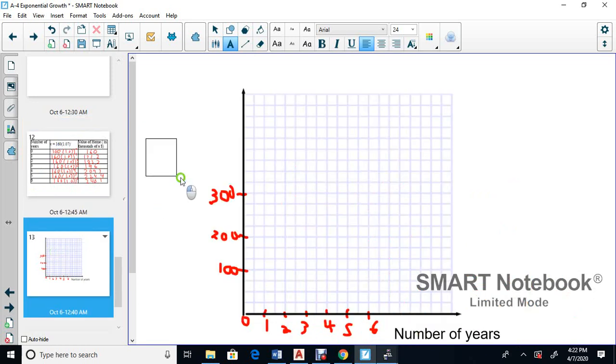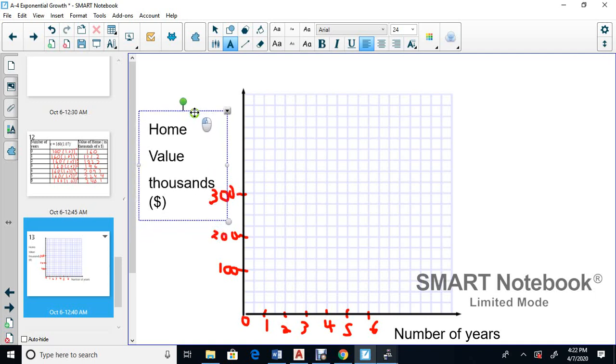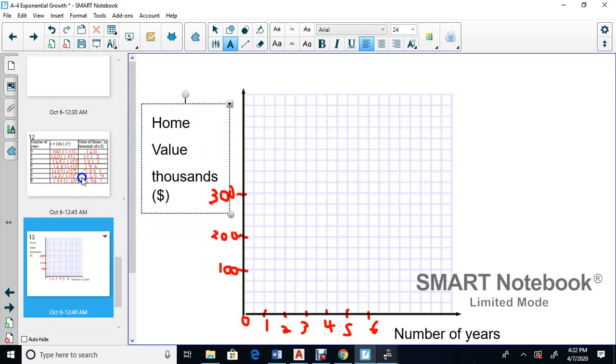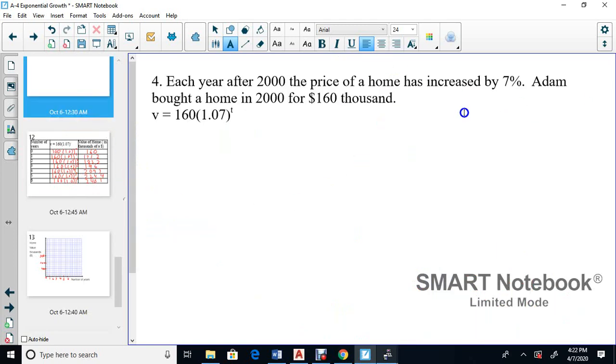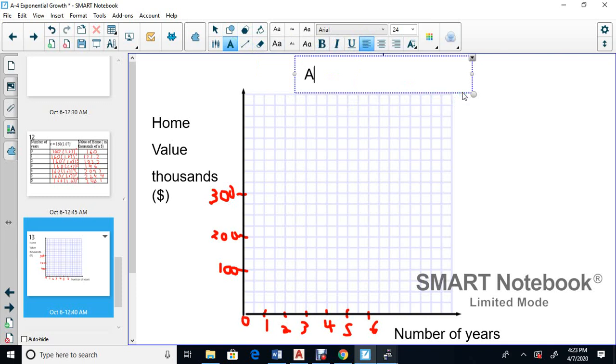So here, right here. Home value I'll put. And this is in thousands and dollar sign here. We can make that a little wider so it fits in here. Okay. Thousands. And then the next part, we got to figure out something else. We'll call the last title on the top here Adam's home. So up here, we'll call it Adam's home. So we got our 3 titles.